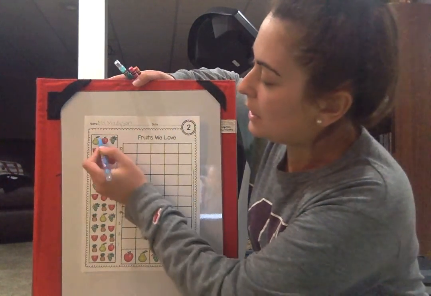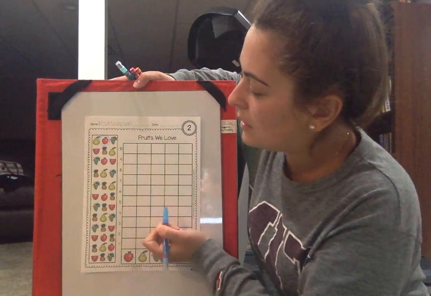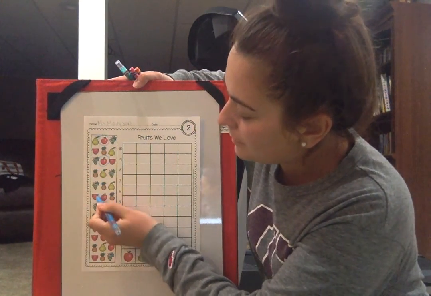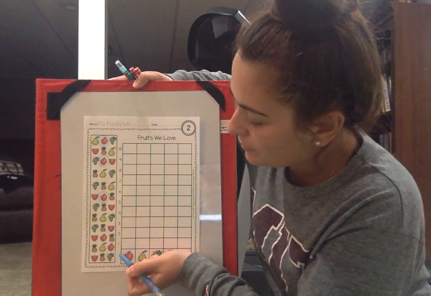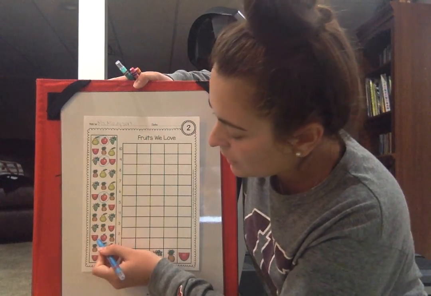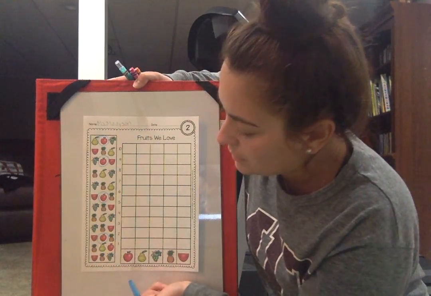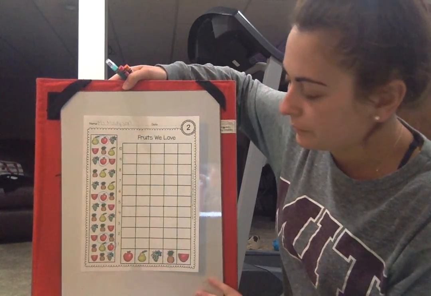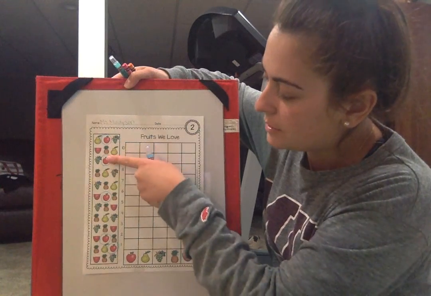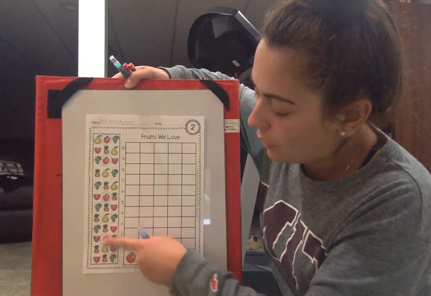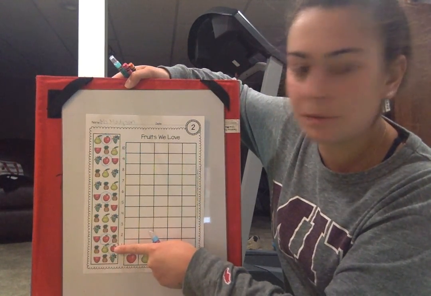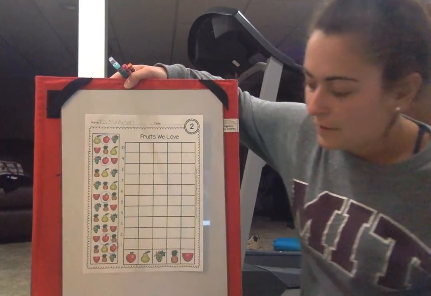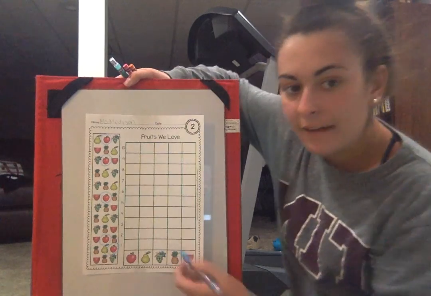So I see one here, here, one here, here, and one here. So let's count to see how many. We have 1, 2, 3, 4, 5. Let's count again to double check. 1, 2, 3, 4, 5. So I'm going to color in 5 squares.